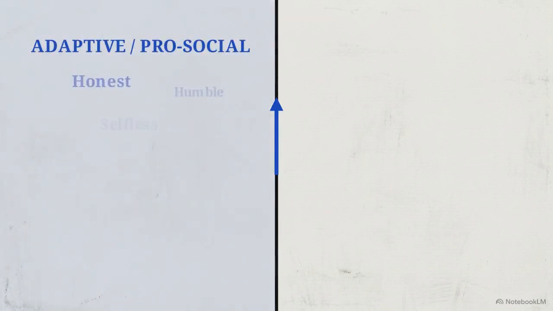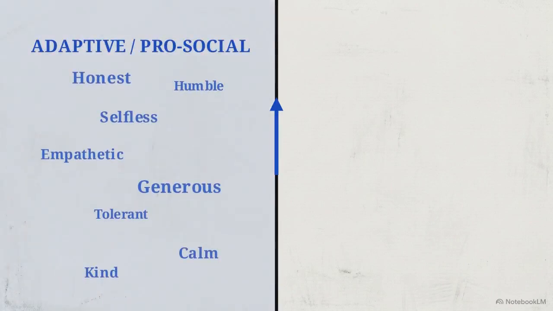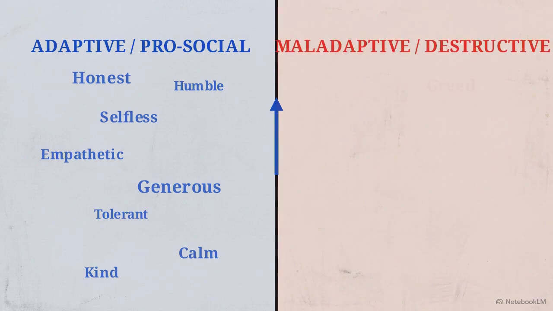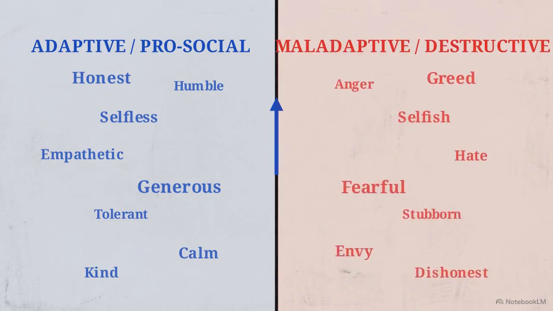This creates a structural shift. Behavioral alignment is no longer a fixed state you achieve. It is a vector you aim for. The left side represents adaptive, pro-social traits, like honesty, humility, and selflessness. The right side catalogs maladaptive traits: greed, anger, and self-importance.